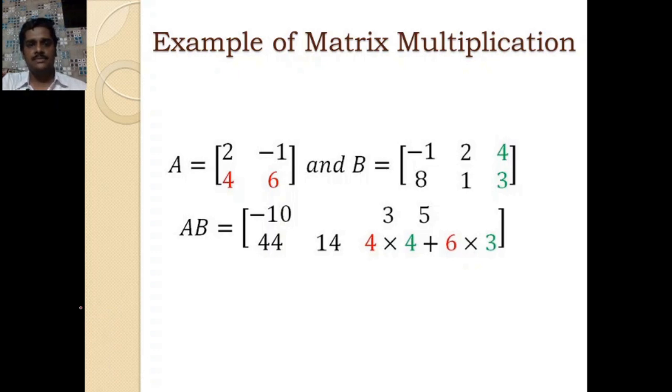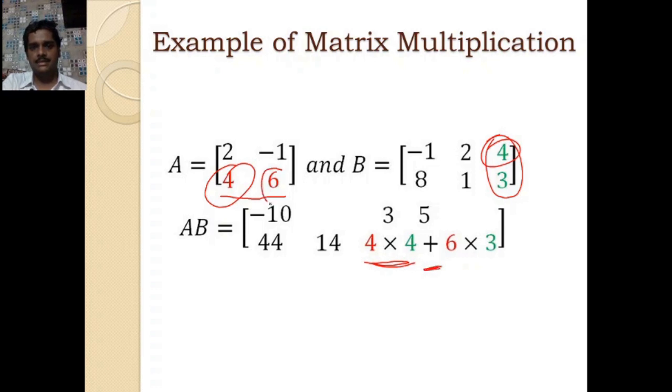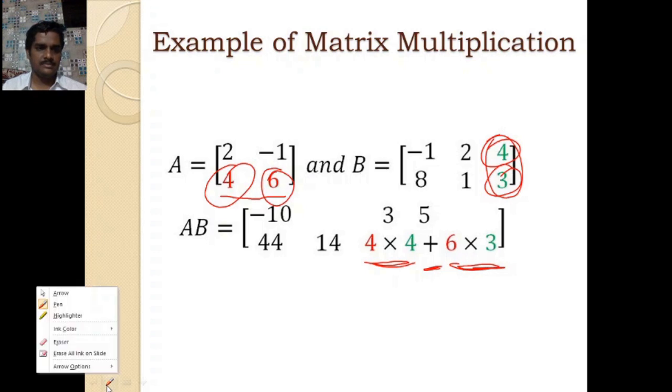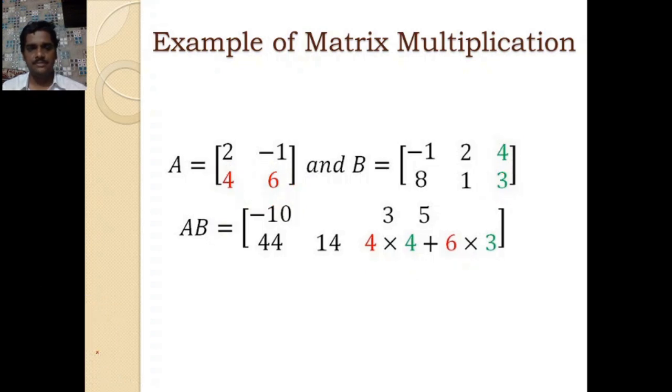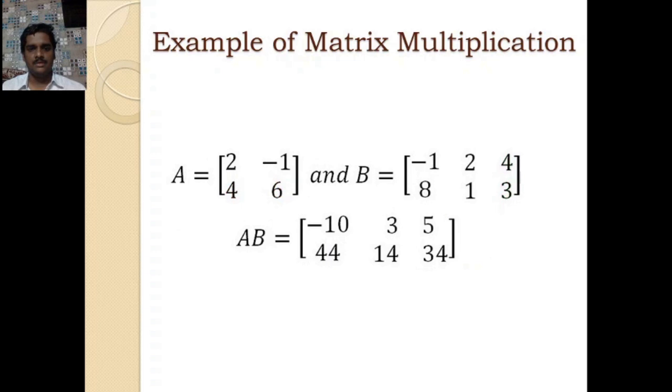Here you can see second row multiplying with third column. So 4 multiplies with 4, 4 into 4 plus 6 multiplies with 3, 6 into 3. So here is your A into B. I hope the matrix multiplication must be clear. Let's proceed next.